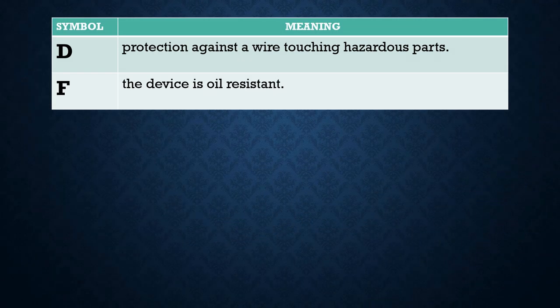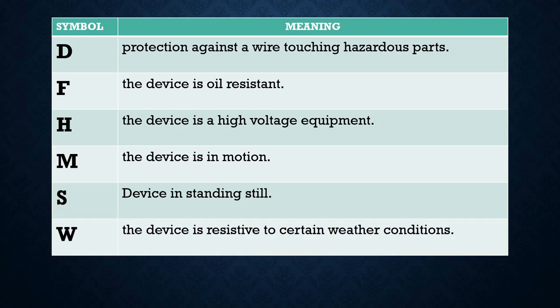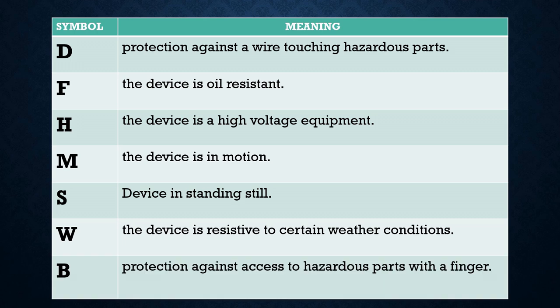Sometimes on IP ratings, there might be a letter at the end of the code, IPXX. This is the supplementary letter, and it is used to denote supplementary information from the product standard, like where D means protection against a wire touching hazardous parts. F means the device is oil resistant. H means the device is high voltage equipment.